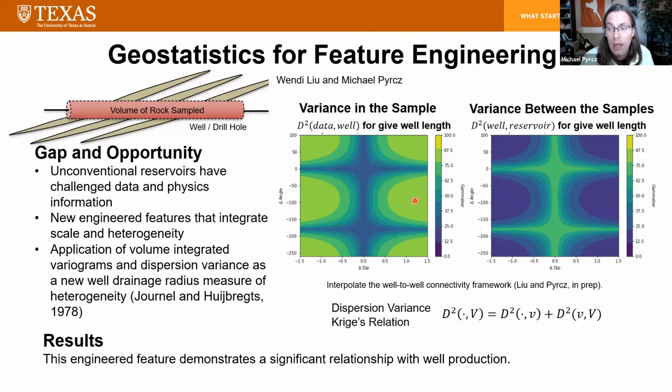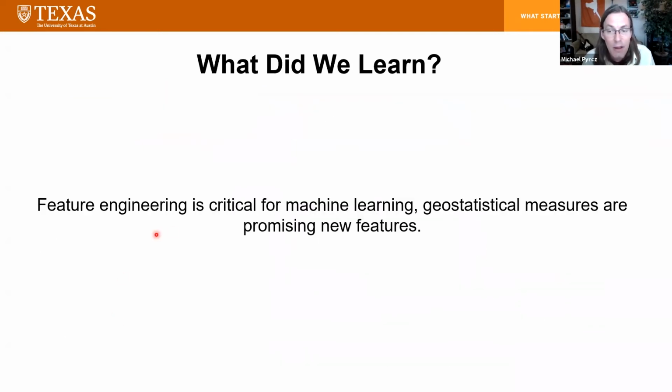Anyway, what we can do is we can use this as a new feature in our machine learning models to aid our ability to build good prediction models. And we found this actually works quite well. It's a new engineering feature that accounts for scale. Feature engineering is critical for machine learning, and geostatistical measures are really good at providing new features to put in our machines. They're spatially aware.